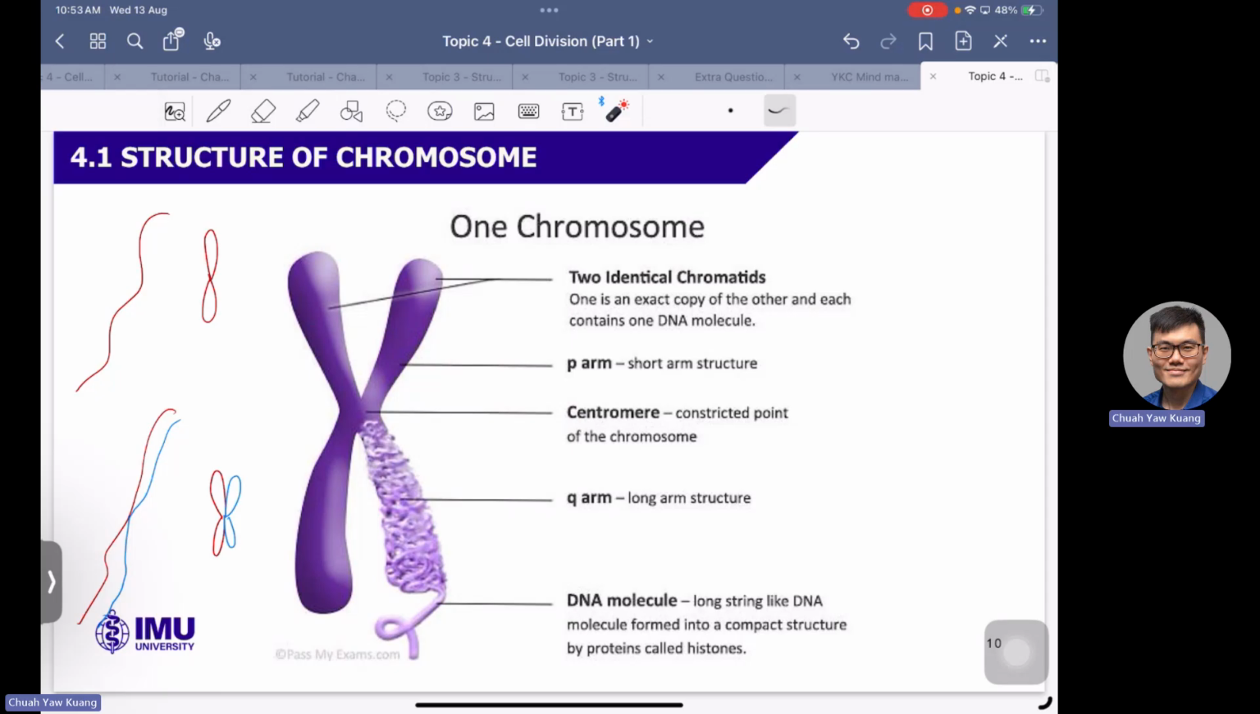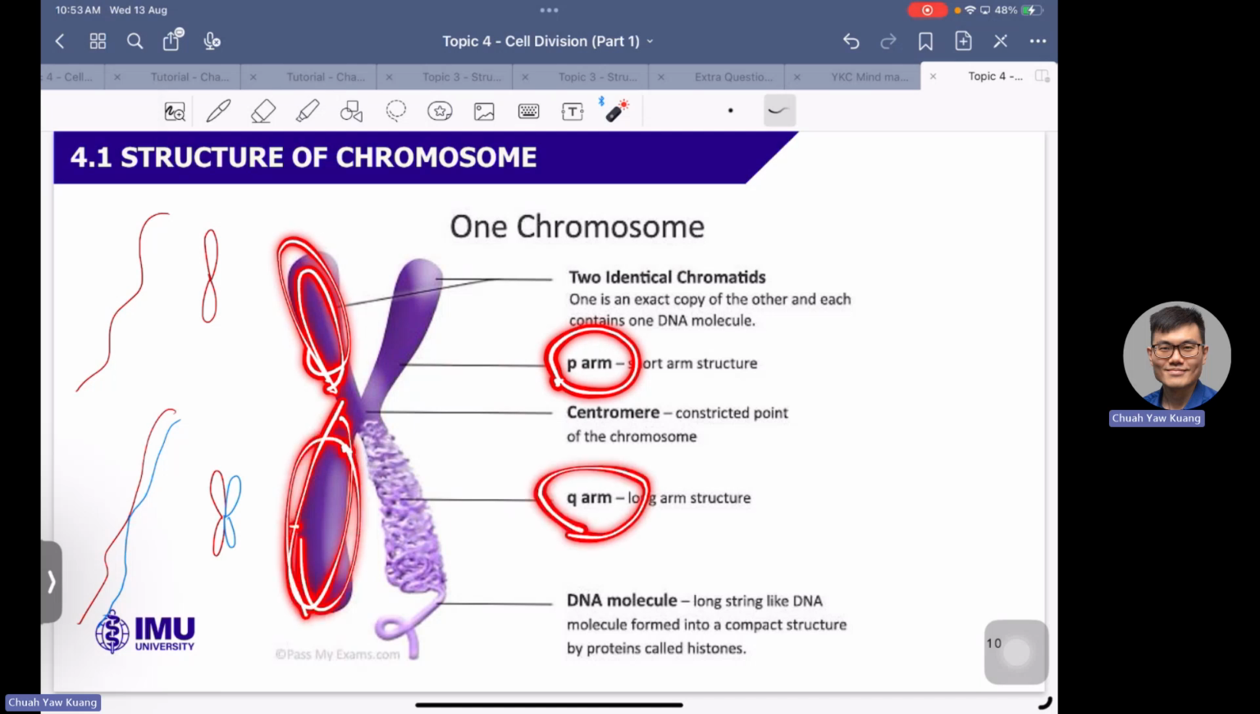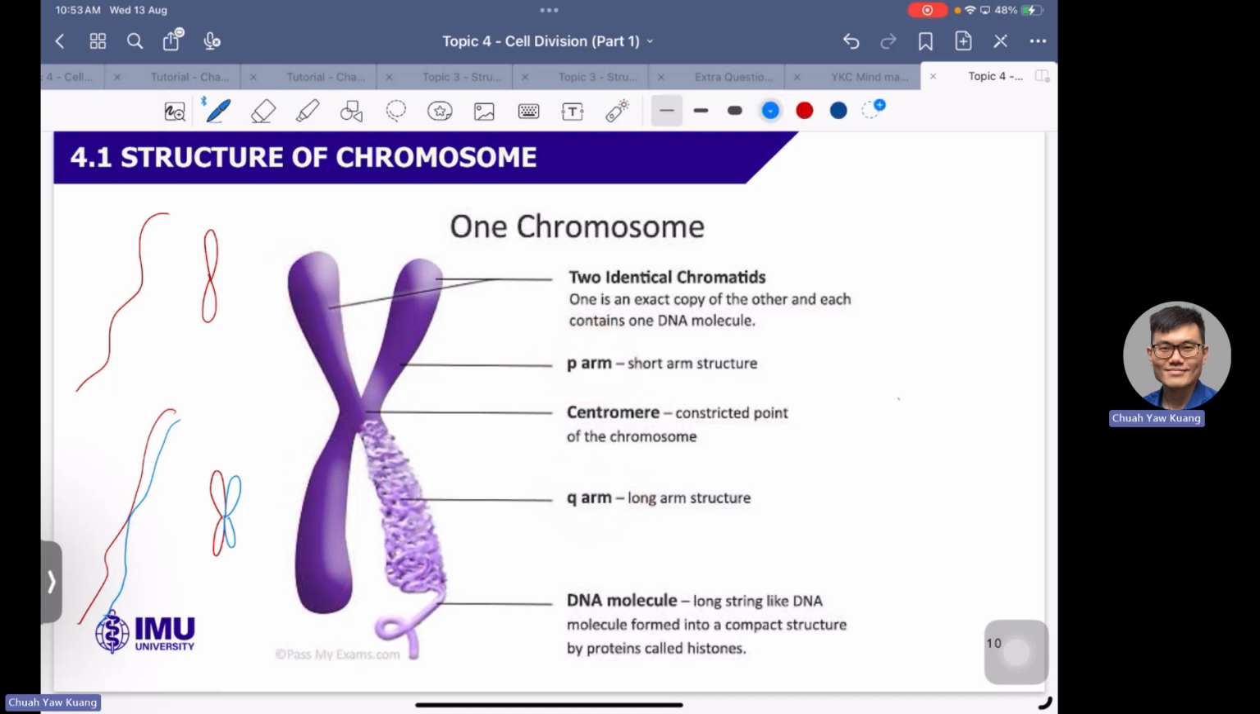Okay, so done. Then next, the chromosome, right? Of course there will be a longer arm and a shorter arm. The shorter one we call the P arm. The longer one we call the Q arm. Sometimes the upper part is longer and the lower part is shorter. Sometimes it will be like this.